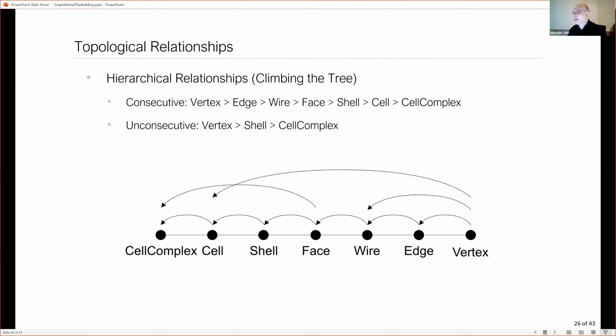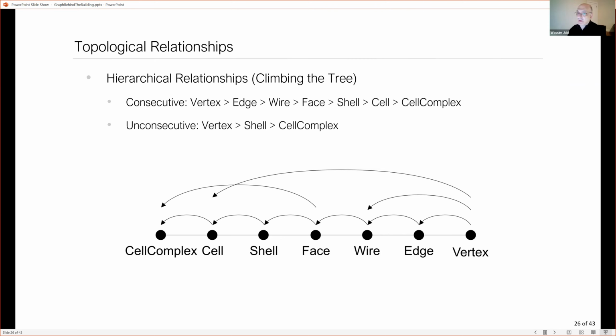But then we also have hierarchical relationships, which is really interesting, meaning I can go to a certain vertex, a single point in my building or whatever it is, and I can ask it, what kind of cells use you? Which shells use you? Or which cell complex uses you? And it will give me back a list of the superior topologies that use it.